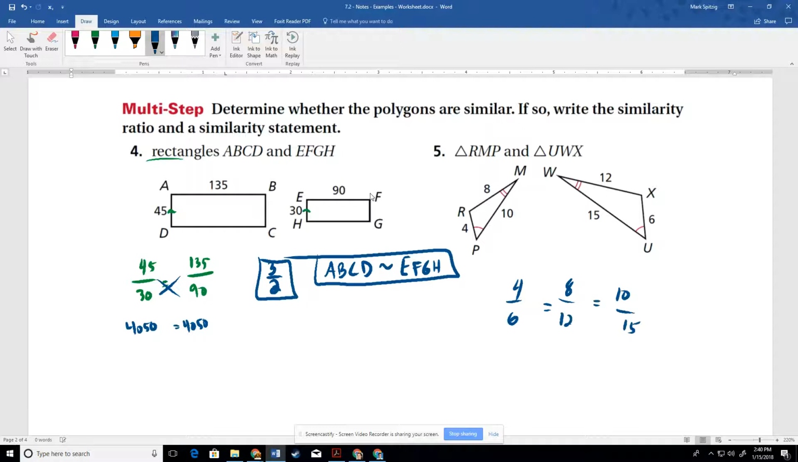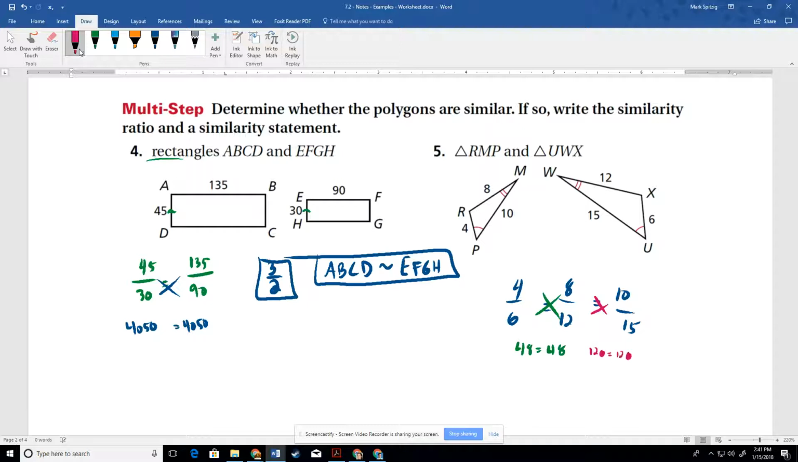And again, we can just sort of cross multiply and double check. We've got to check them individually. So we'll check this one first. And we'll say 4 times 12 is 48. 6 times 8 is 48. So that looks good so far. And then we'll do this one over here. We'll say, well, 8 times 15 is 120, and so is 12 times 10.